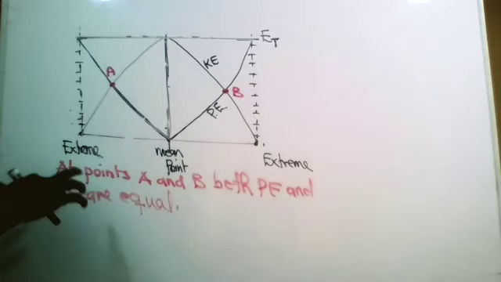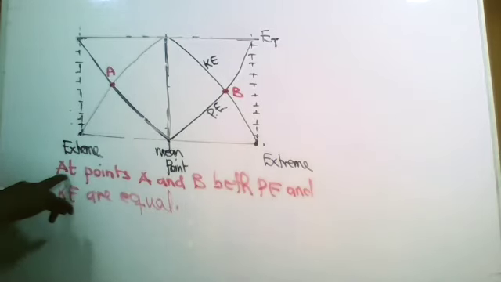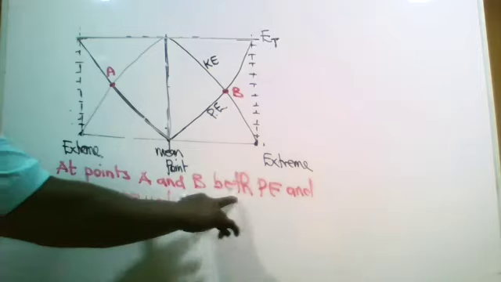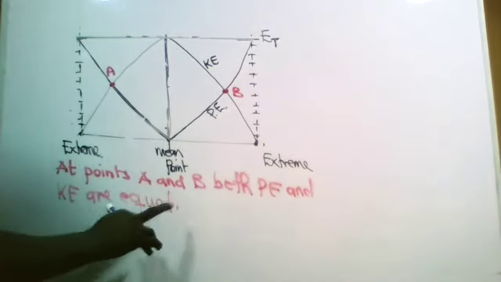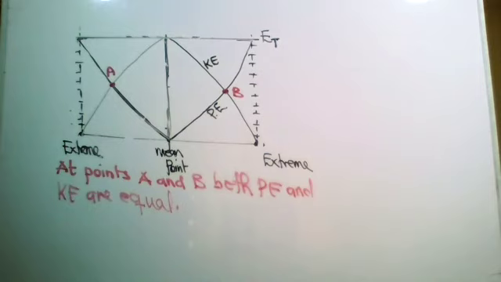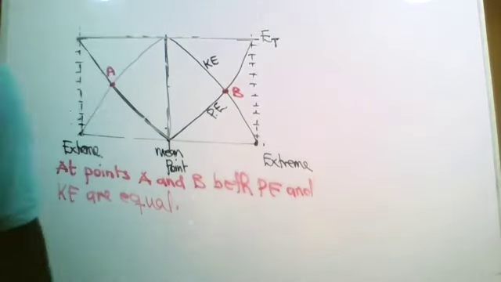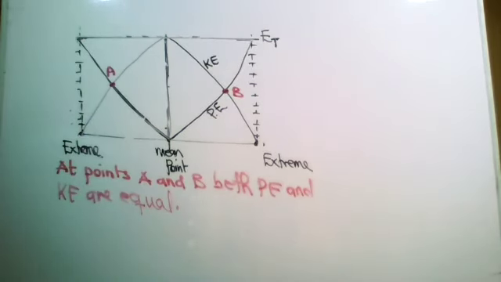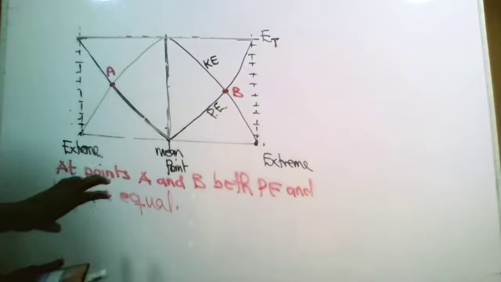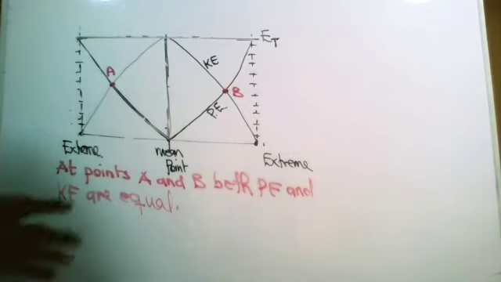All right, Charlotte, what I've written here is that at points A and B, both PE and KE are equal in value. At least if you cannot see, you can hear, isn't it? All right. So this is the energy graph for a simple pendulum, and it also applies to a loaded spring.